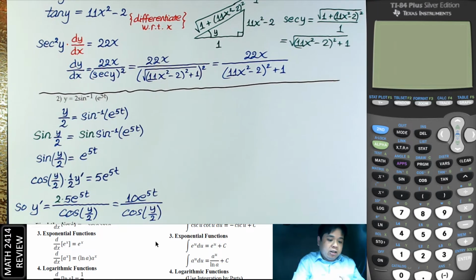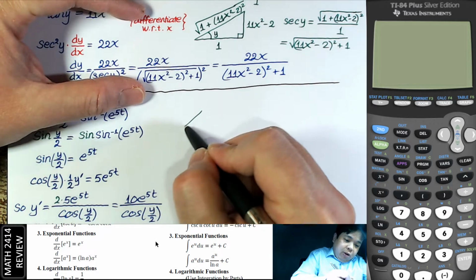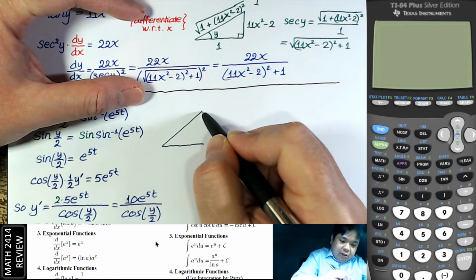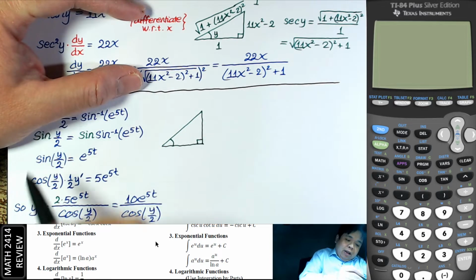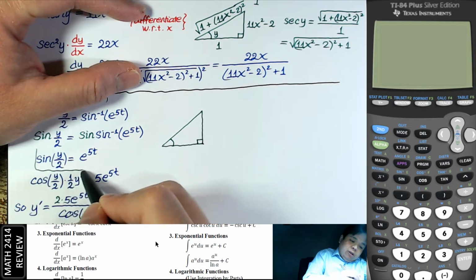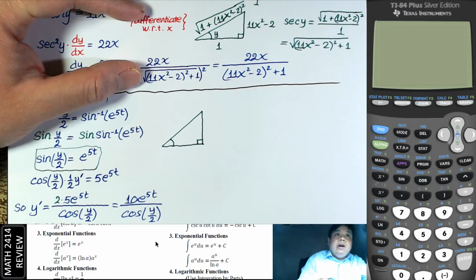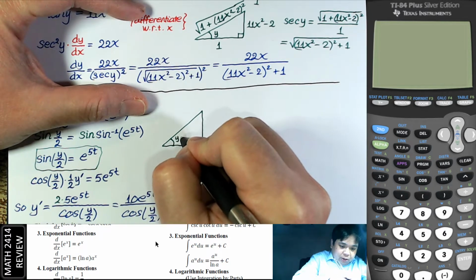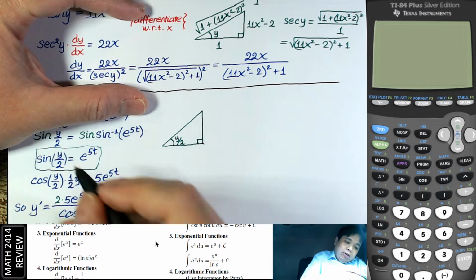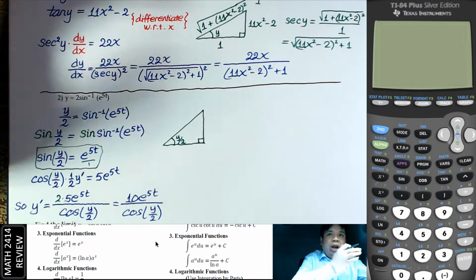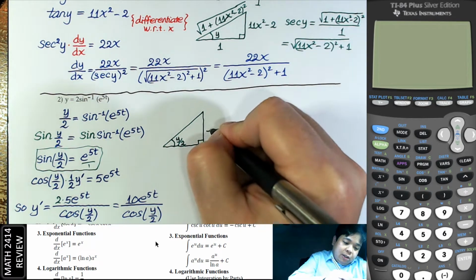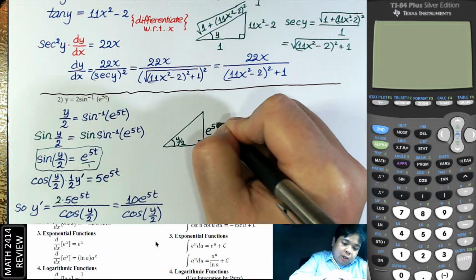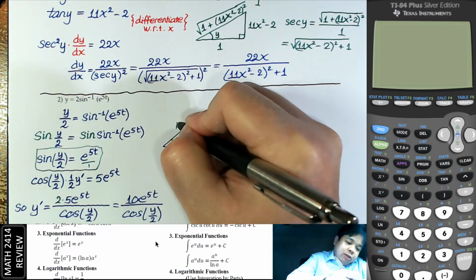Now all we need is to find out what is cosine y over 2, and for that we draw a triangle. And we use this ratio. The angle is y over 2. Just write over 1 so we have the ratio. Sine is opposite over hypotenuse.